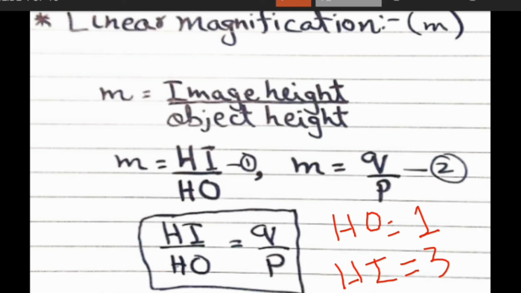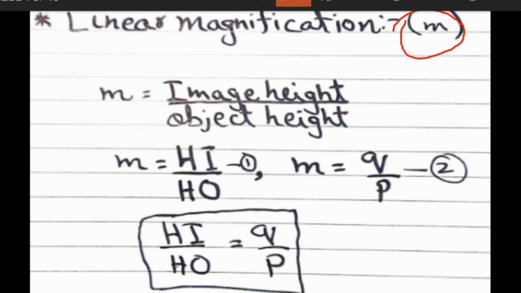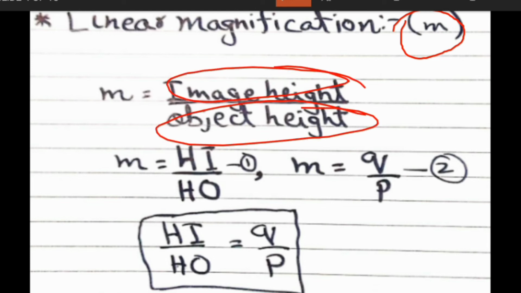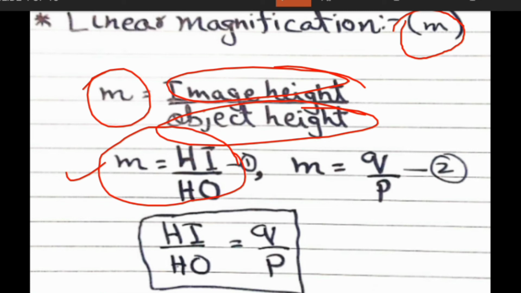Linear magnification is represented by small m, and it is the ratio of image height and object height. So linear magnification is equal to image height upon object height. Right? In short, we can write it as m is equal to hi upon ho. Hi means image height, ho means object height.